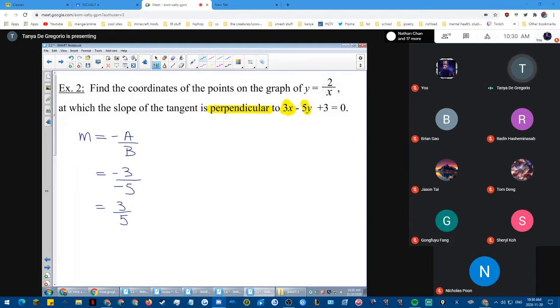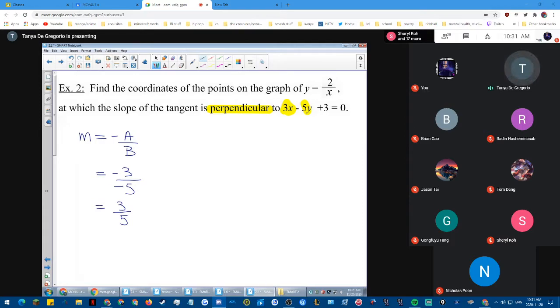B is negative 5, yes. But A is positive 2. So now I have to make it negative because that's what the formula tells me to do. Which makes sense. If you think about it, guys, y equals mx plus b. If I have to solve this for y equals mx plus b, that has to go to the other side. Right? Okay, and then you gotta divide to solve for y. Right? That's all it is.